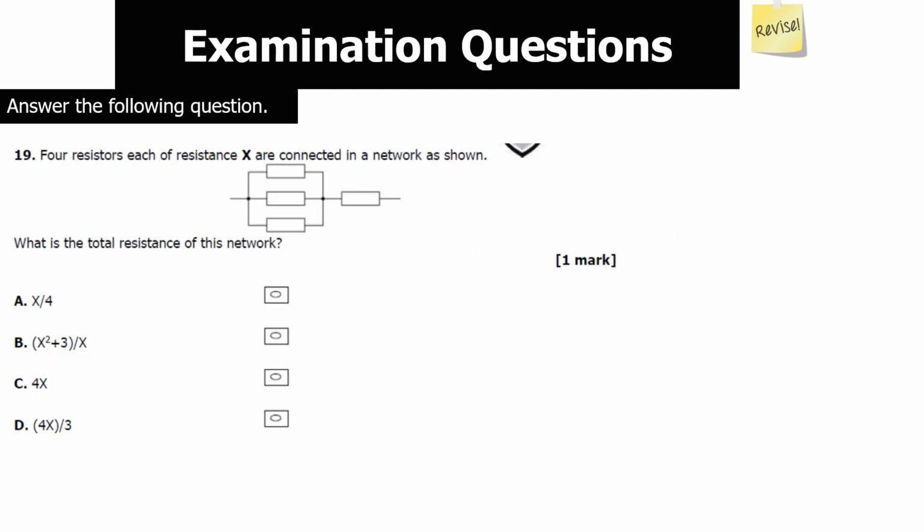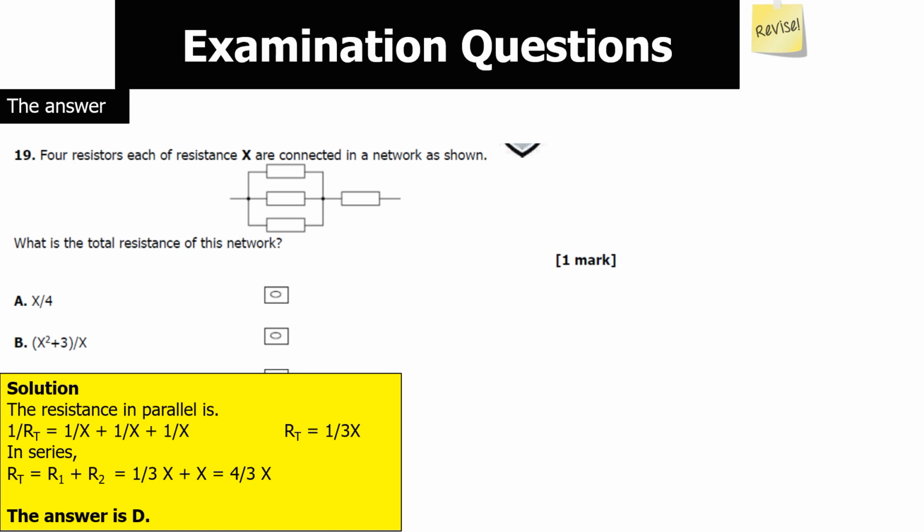The next question says that 4 resistors, each of resistance X, are connected in a network as shown. What is the total resistance of this network? So pause the video now, then unpause the video when you want to go through your answer. Right, so for this question we know we've got a section of resistors in parallel and resistors in series.